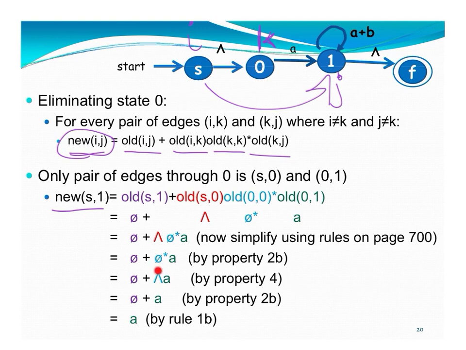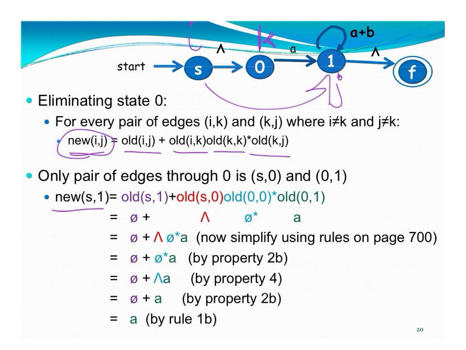If you take the empty set and star it, that means 0 or more occurrences of nothing, right? Well, 0 occurrences of nothing gives you lambda, but any more than that doesn't give you anything else. So the empty set starred, by property 2b, you can look it up if you want, is lambda. So we've simplified the equation to this, and back to lambda times anything is just itself, so we end up with the empty set plus A.